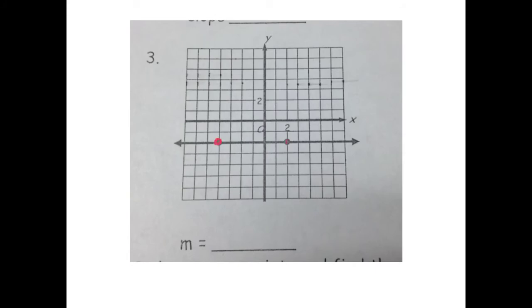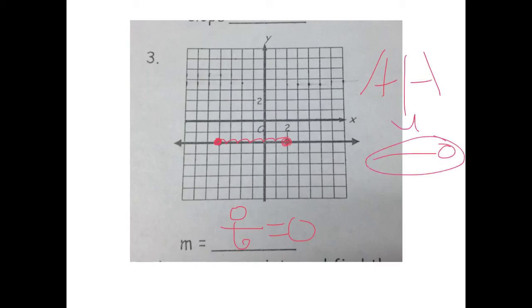Always start on the left, go to the right. This time I go up 0 over 1, 2, 3, 4, 5, 6. 0 over 6 is 0. And this, thanks to Slopeface, I already knew flat lines have 0 slope.